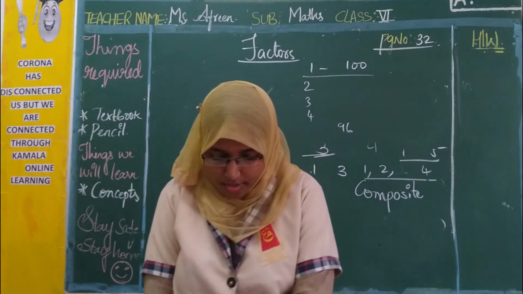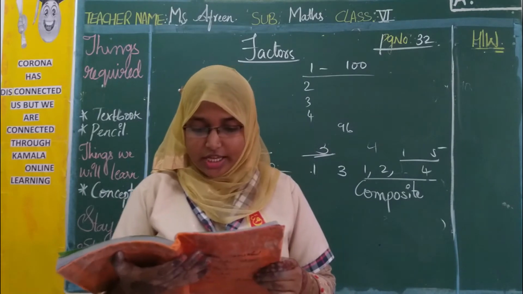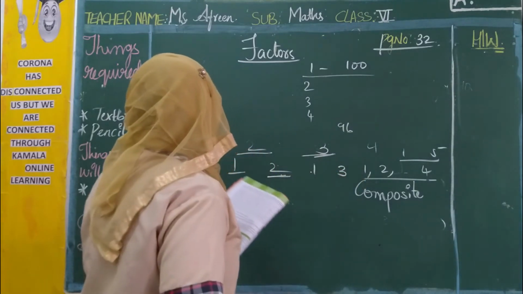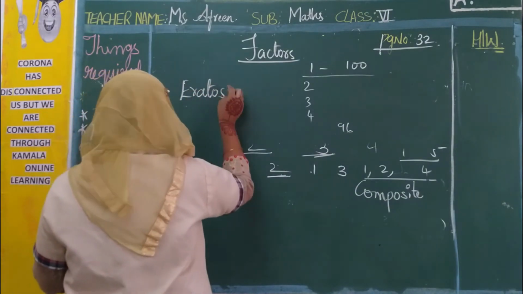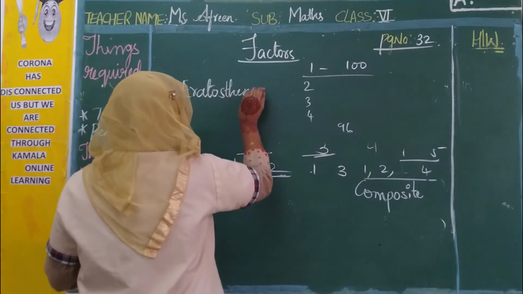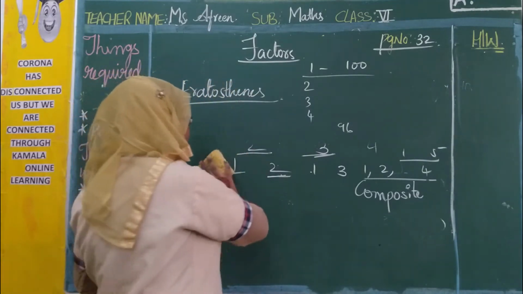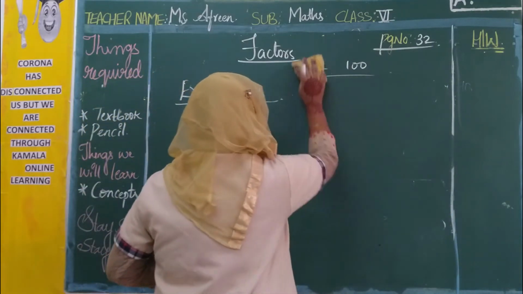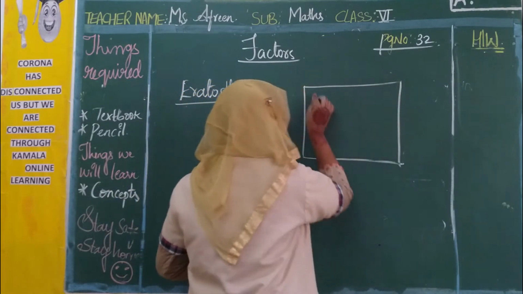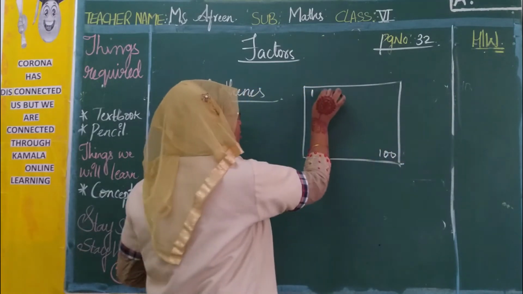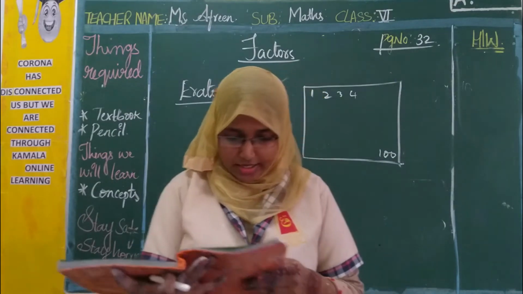So they have given an easy method, given by a Greek mathematician named Eratosthenes. He is a Greek mathematician. This method has been given by him. Now what is that method? Simply, you will take a number chart from 1 to 100. From 1 to 100, 2, 3, 4 and so on. Now what can you do? See what the method is. He has given some steps. Let us read the steps.